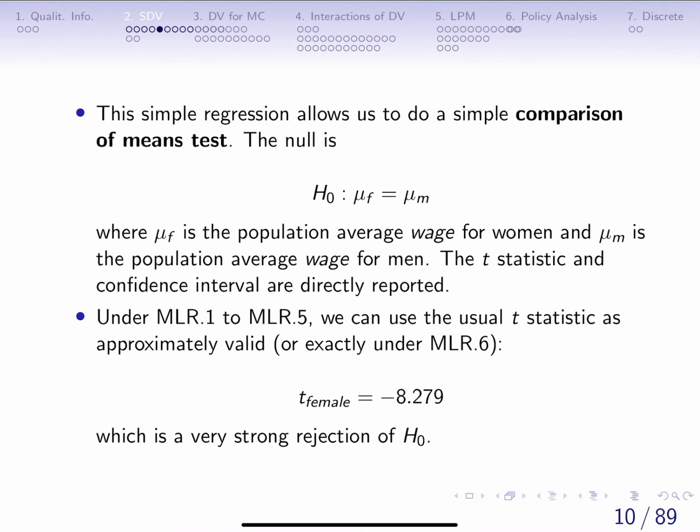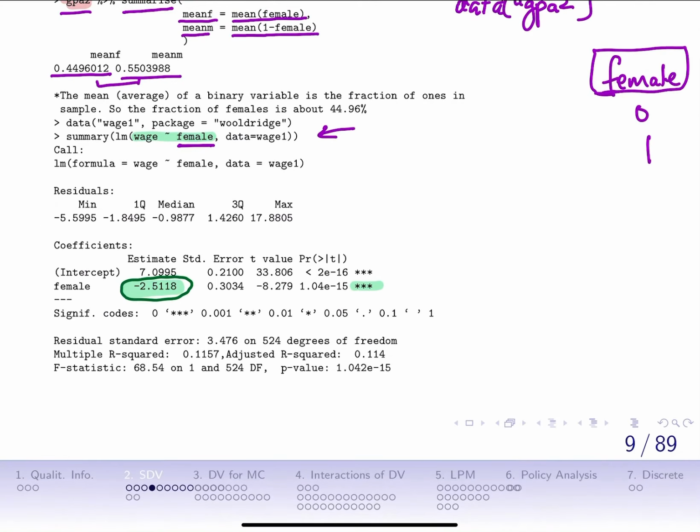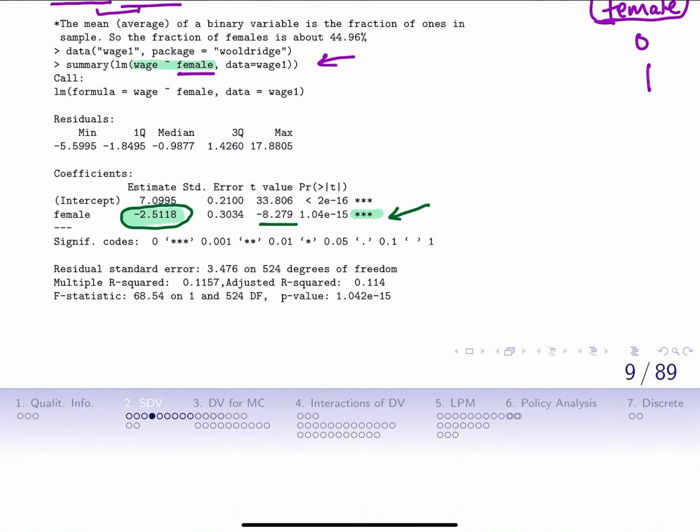So in other words, what our simple linear regression analysis here has allowed us to do is a simple comparison of means test, right? So if our null hypothesis said that the mean wage for females is equal to the mean wage for men on average, then we basically have rejected that null hypothesis because our t statistic on female is very high, right? The t statistic is really high, and this is significant at the 0.1% level.